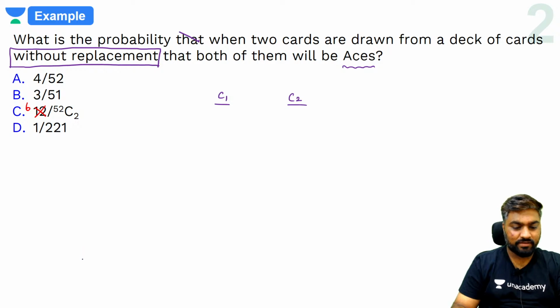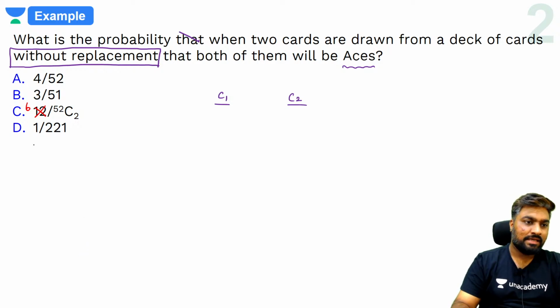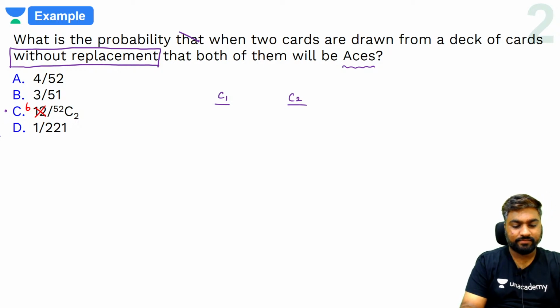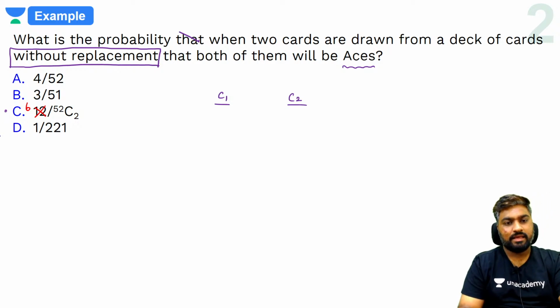Okay, Janvi says 4 by 52. Sparshi says 6 by 52 C2. Janvi says C again. Okay. Sparshi and Janvi are saying C. How about others? Yeah, guys, others?